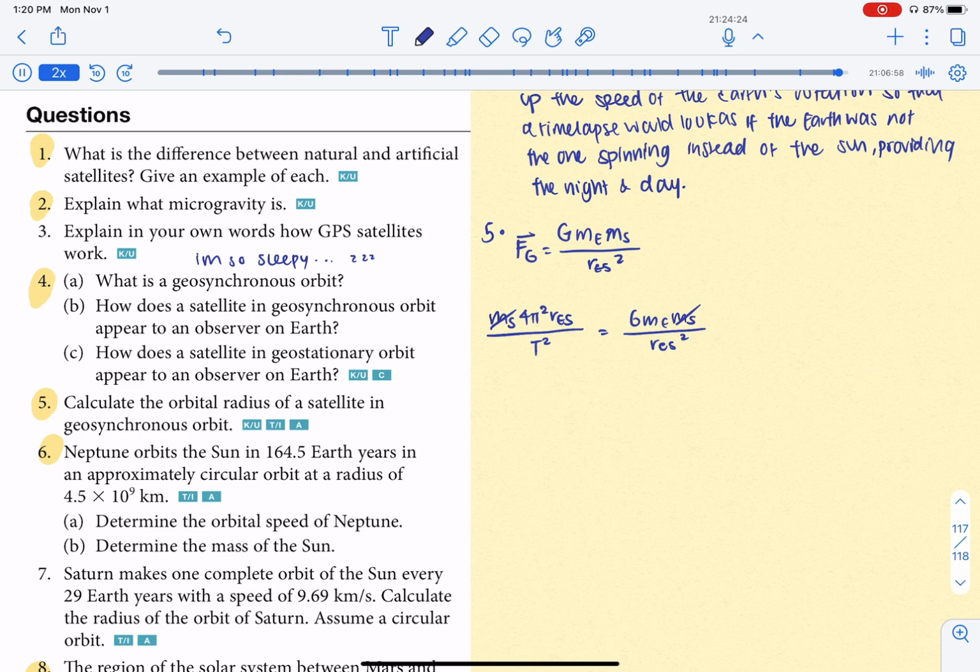You can use whatever letter you want here, but usually in the textbook, they use A for altitude instead of H for height. Altitude just means how far you are above the Earth's surface. And we also have the radius of the Earth. So we have RE. And when you put the two together, that's our R value. So our R is going to be RE plus A.